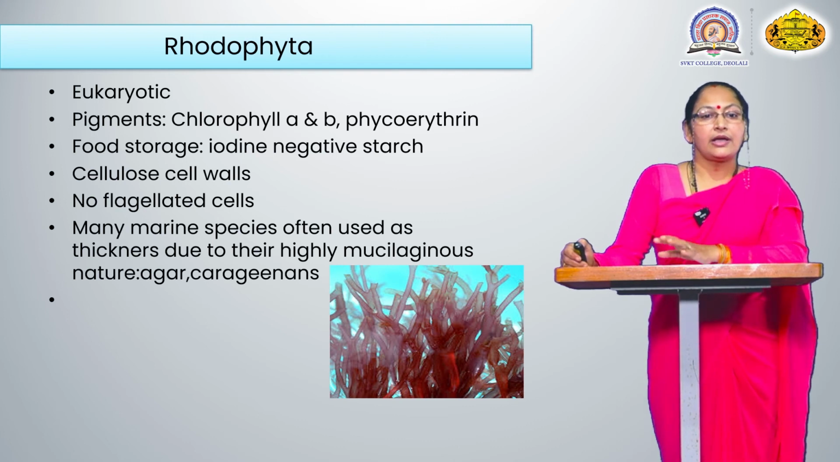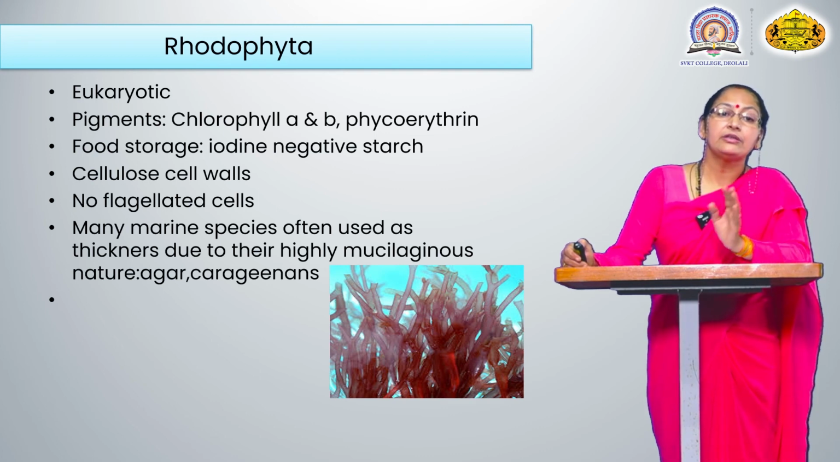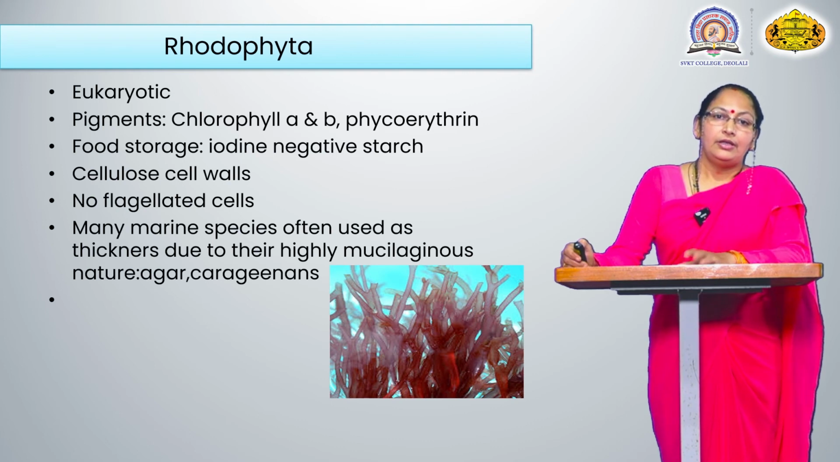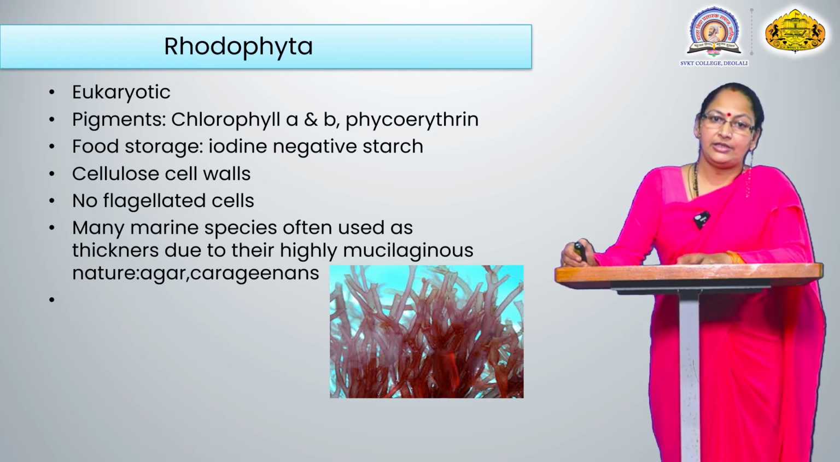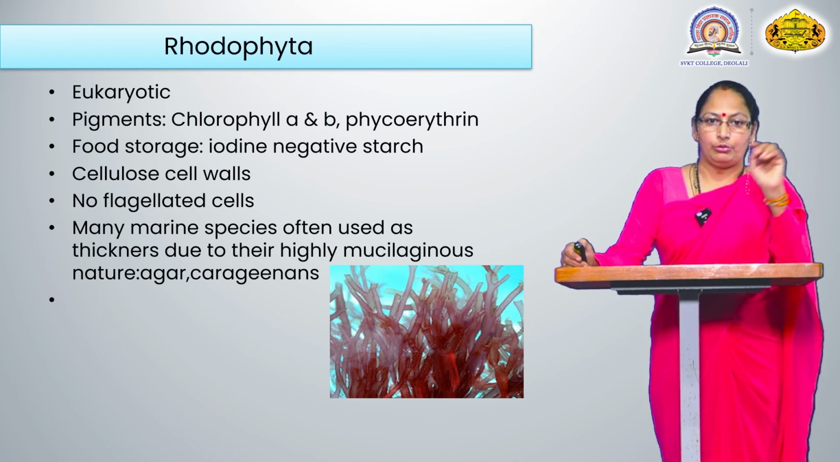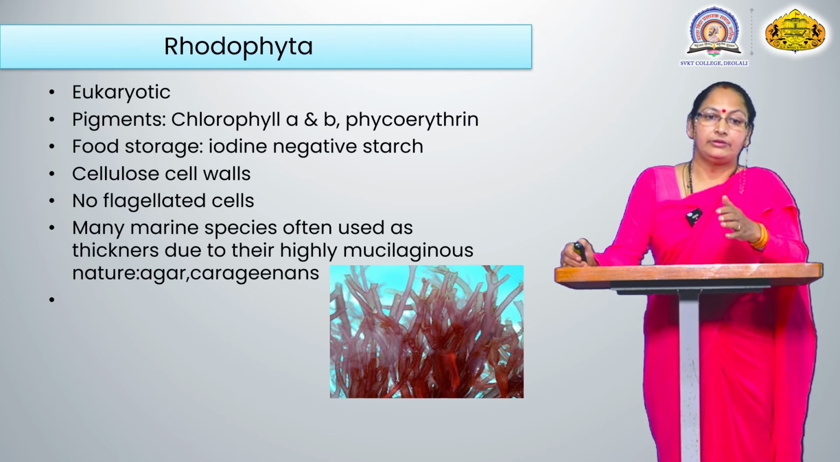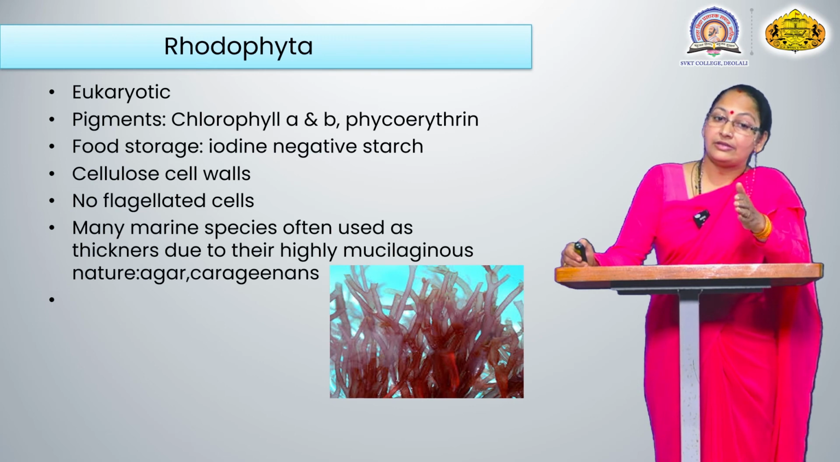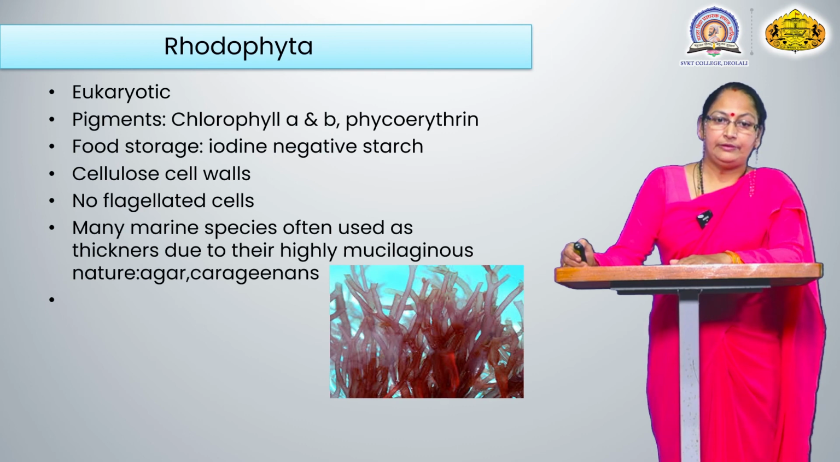The next character is that flagellated cells are totally absent. That means the flagella are absent. In Cyanophyta it is absent, and in Rhodophyta it is also absent. In Chlorophyta it is present, and in Euglenophyta it is also present. This is a differentiating characteristic of the Rhodo, Eugleno, Cyano and Chloro. That's why it is important. No flagellated cells are present in the Rhodophyta form of algae.